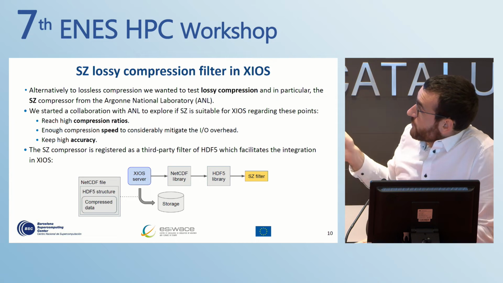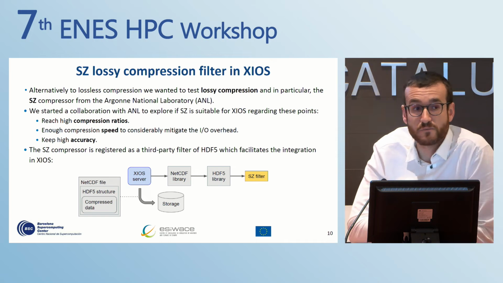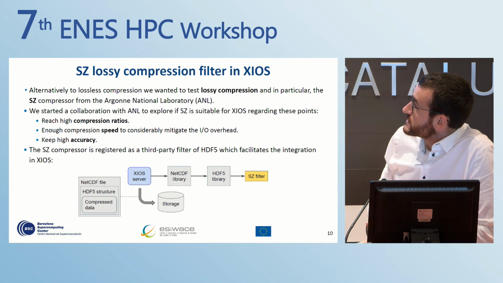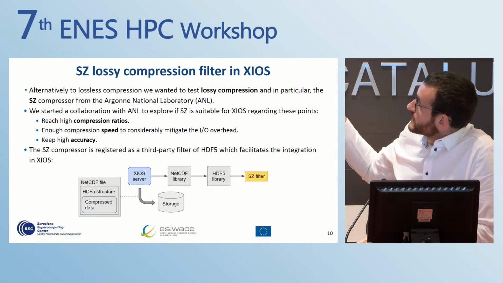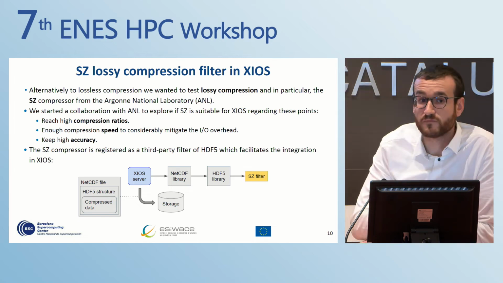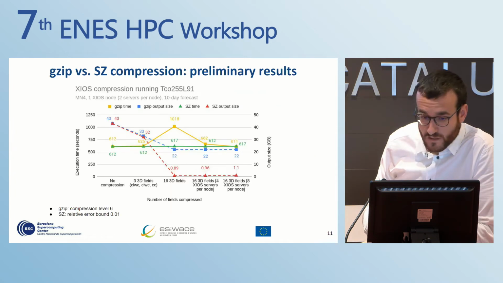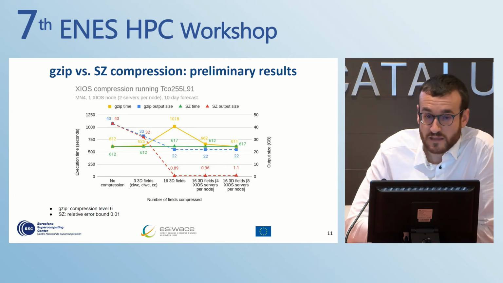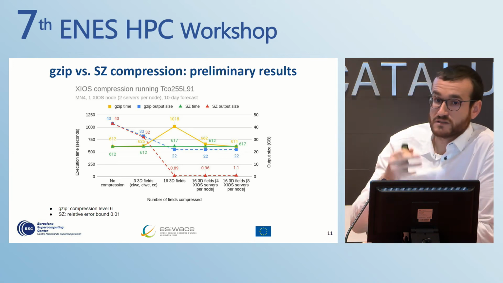So, as you can see in this plot, EZ is very nice because it is registered as a third-party filter of HDF5. So in XIOS, which uses the NetCDF library, and NetCDF4, it's built upon HDF5. So in this kind of workflow, we can see that HDF5, instead of using the gzip default lossless compressor, is using the EZ filter. So in this plot, we can see a comparison between gzip and the EZ compressor. This is just preliminary results, so much more research is needed.